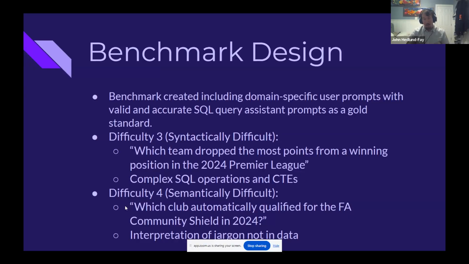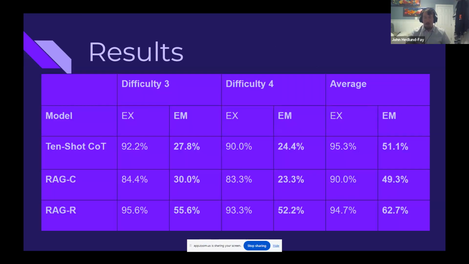So once this benchmark was constructed, I was then able to tune and validate across many configurations and find the best non-RAG baseline on which to build the two RAG architectures that I was comparing. 10-shot chain of thought here had the best execution accuracy and exact set match on the validation set and formed the basis for tuning the RAG-C and RAG-R pipelines.